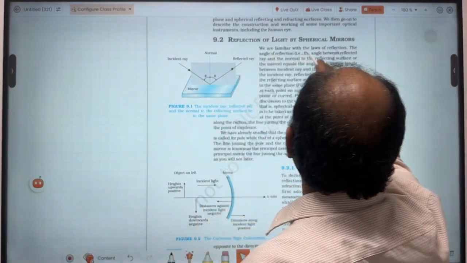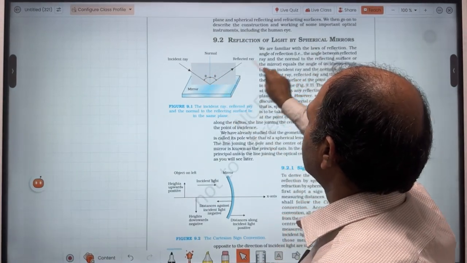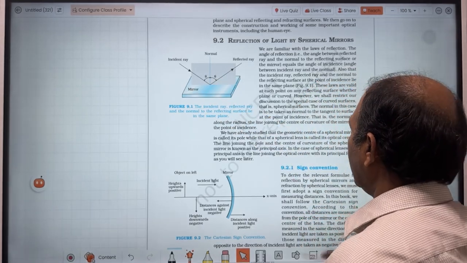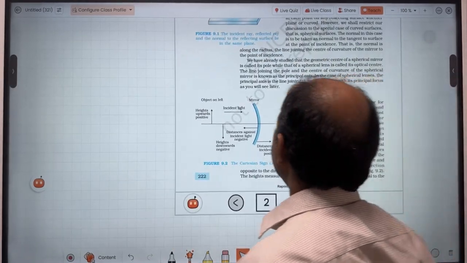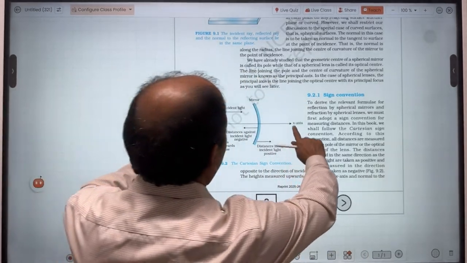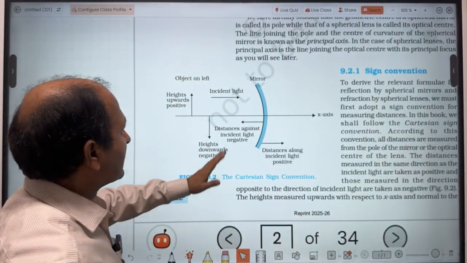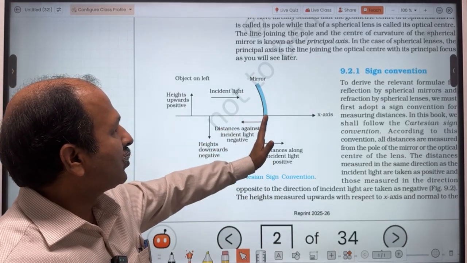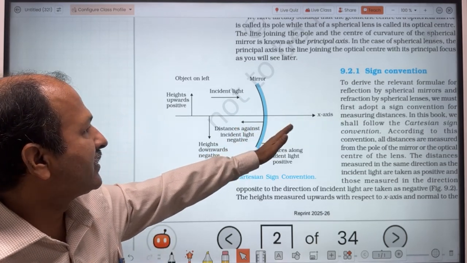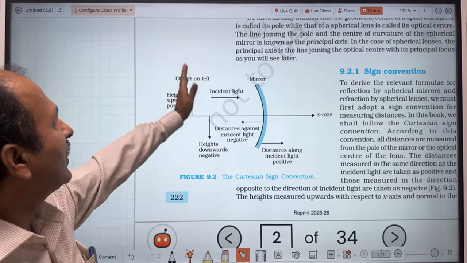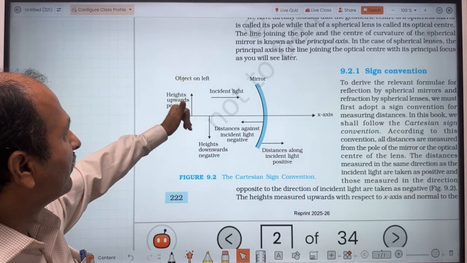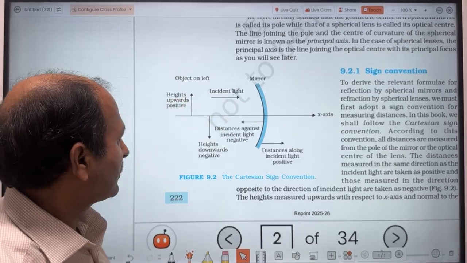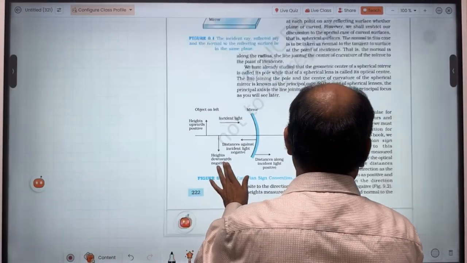So you have already studied about reflection. This is the incident ray, this is the reflected ray, this is the normal, this is the angle of incidence, this is the angle of reflection. They will be equal. Then, in case of a mirror, we use a certain sign convention, called the Cartesian sign convention, in which the mirror is placed at the origin. Distances towards the right will be positive, distances toward the left will be negative. If we measure height upward, it will be positive, and if we measure height downward, it will be negative, and the direction of incident light will be like this, right? So this is very basic.